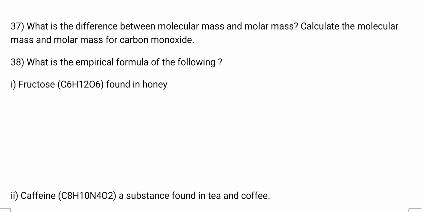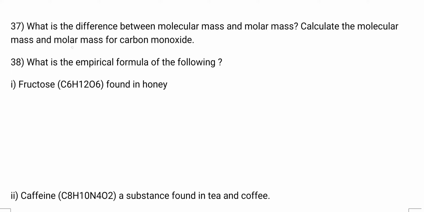Okay, 37th question. What is the difference between molecular mass and molar mass? Calculate the molar mass and molecular mass of carbon monoxide. For the difference you can write the definition of molecular mass, and similarly molar mass. Molar mass is nothing but the mass of 1 mole of the substance. That is said to be the molar mass.